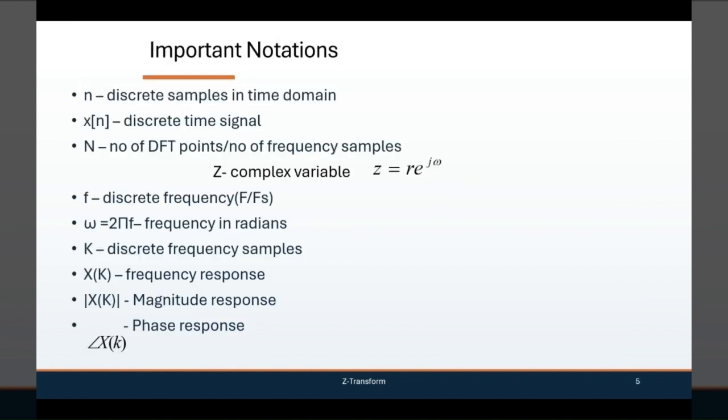Some of the notations that are practically used in designing using the Z transform and Fourier transforms: n represents discrete samples in the time domain. X of n is the discrete time signal. Capital N always represents the number of points. F represents the discrete frequency, omega is 2 pi f, that is in radians. K is the discrete frequency sample. X of k is the frequency response. Magnitude response is the modulus of X of k. Phase response is the angle of X of k. Z is equal to r e power j omega. This is the relationship of Z.